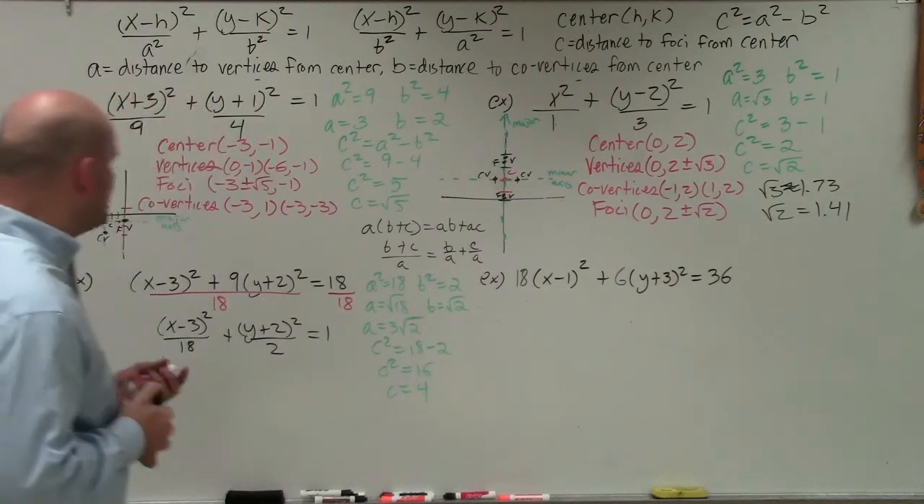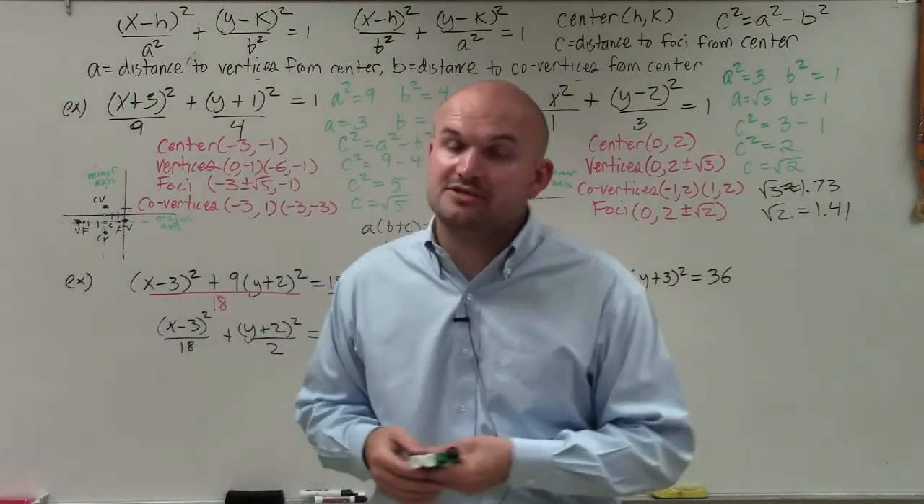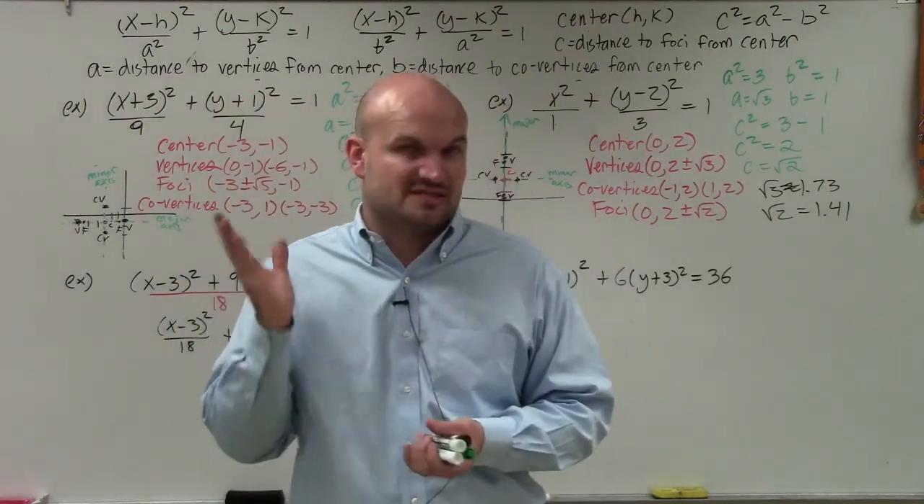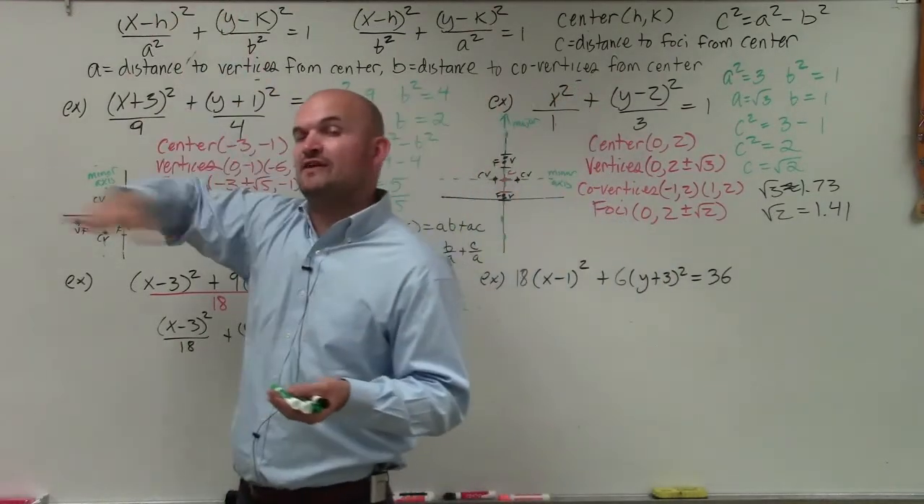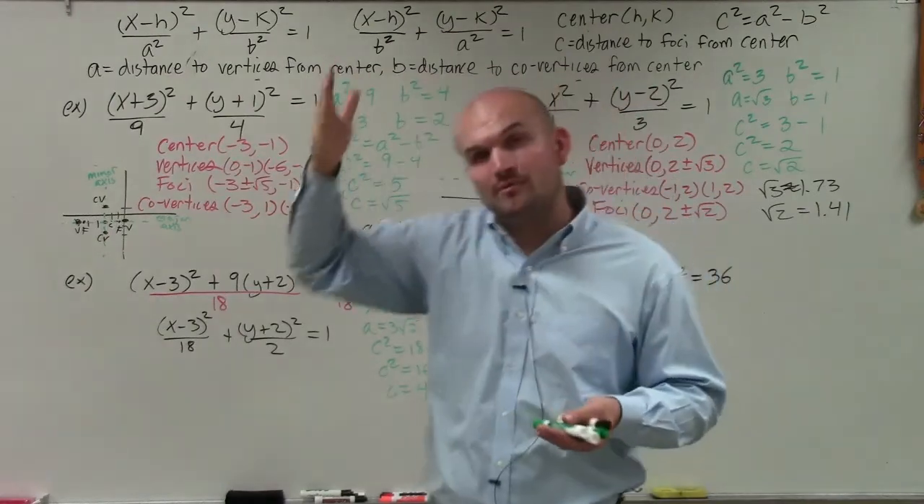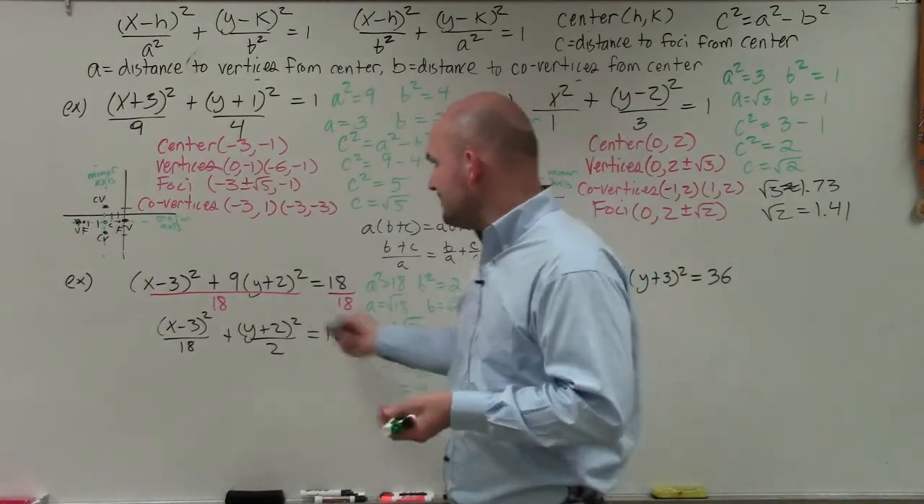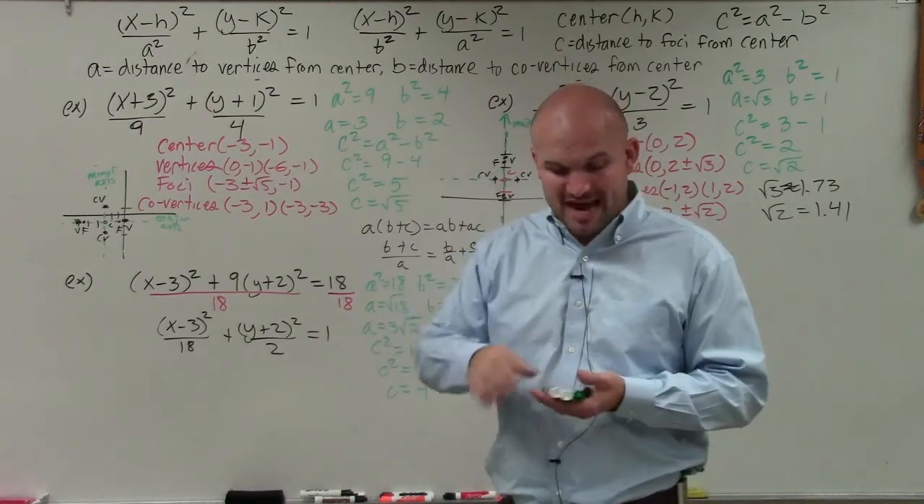Okay, so now again we need to determine, does it have a major axis that's horizontal or a major axis that's vertical? And again, that depends on where a squared is. If a squared is under x, you have a horizontal major axis. If a squared is under y, you have a vertical major axis. So you can see that my a squared of 18 is under the x. So therefore I have a horizontal major axis.